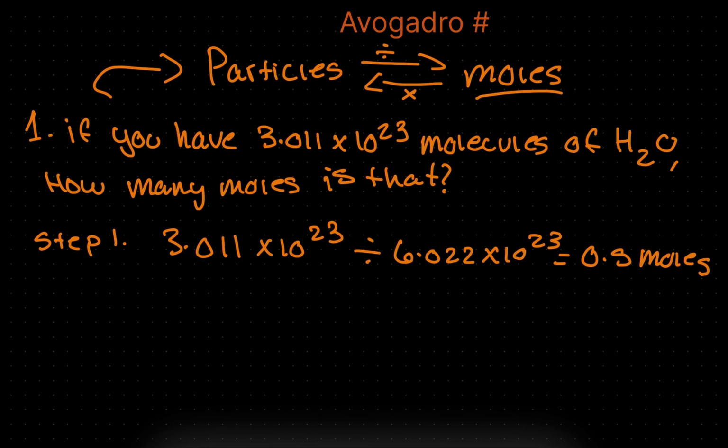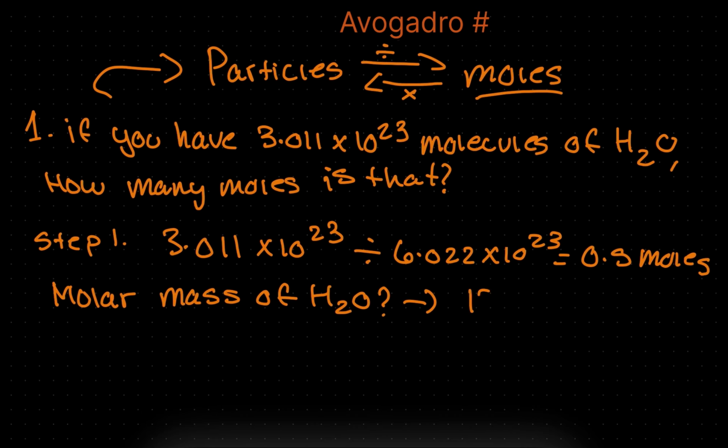Use the molar mass here, right? Molar mass of H2O. Feel free to pause the video. So I got 18.02 because it was 2 hydrogen and 1 oxygen, right? 16 plus 1.01 times 2. So now that is our molar mass of H2O.